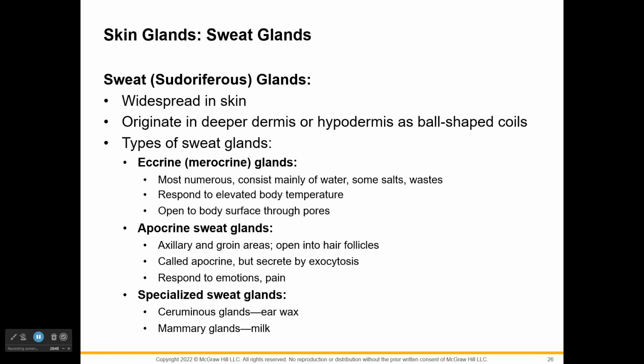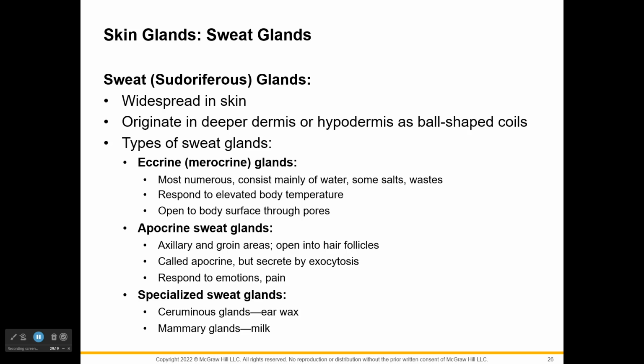Sudoriferous glands are fancy talk for sweat glands, and they are all over the skin. They originate in the deep dermis or hypodermis as coils, and then they have a duct that leads to the outside. There are two major types of sweat glands: eccrine and apocrine glands. Now, eccrine are the most numerous ones. They're the ones that help you sweat when you're hot, to release heat at high temperatures.